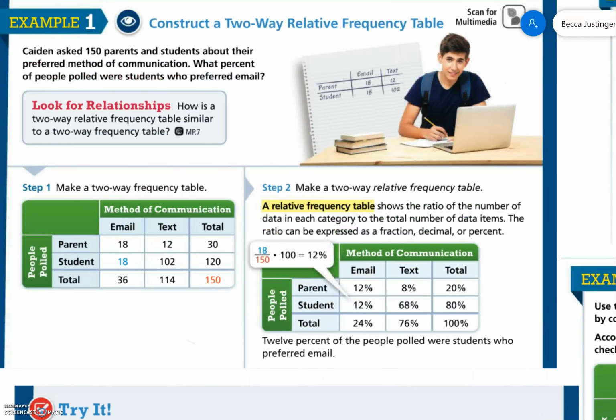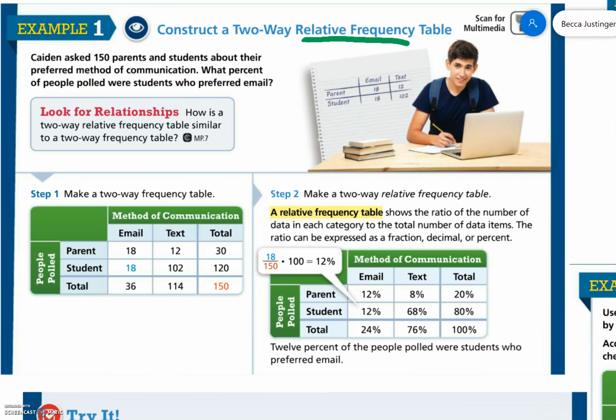Example 1. Construct a two-way relative frequency table. This lesson is going to be pretty simple because last lesson we talked about constructing a two-way frequency table. Now all they've added is the word relative. So that just means finding the percentages. Caden asked 150 parents and students, so that's where our 150 total comes from, about their preferred method of communication. What percent of people polled were students who preferred email? So the first step is to make the two-way frequency table, and we can make that from his information here.